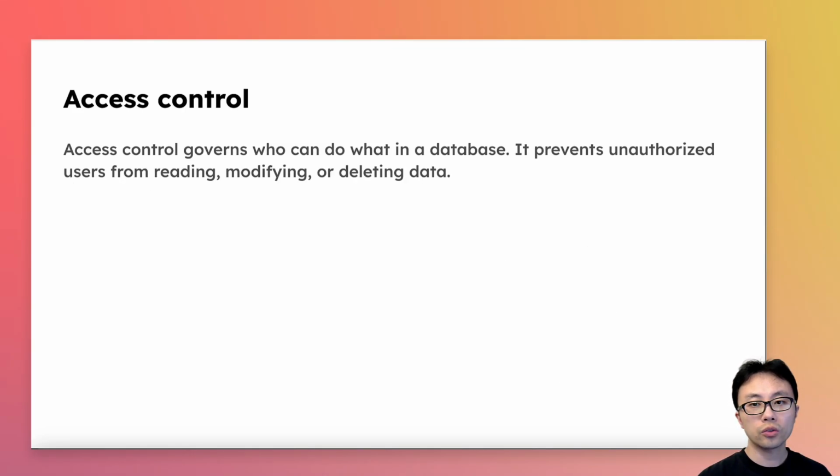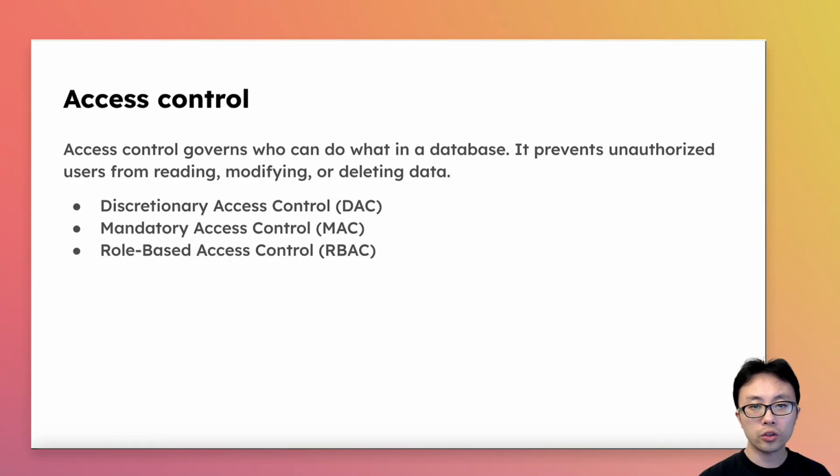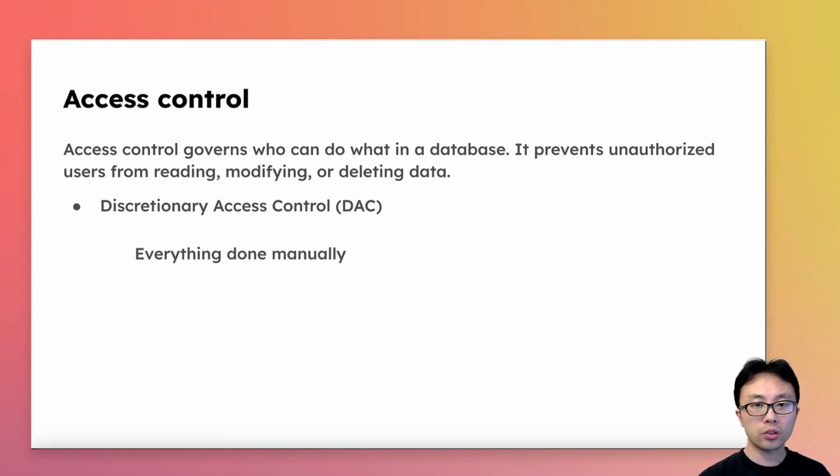Access control governs who can do what in a database. It prevents unauthorized users from reading, modifying, or deleting data. There are three types of access control that you should be aware of: discretionary access control, mandatory access control, and role-based access control. Discretionary access control is the simplest one, but it only works for a small application or toy project because it doesn't scale very well.